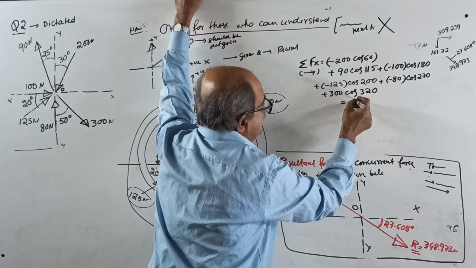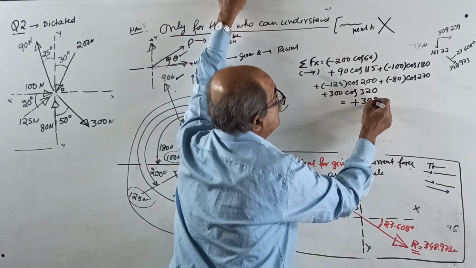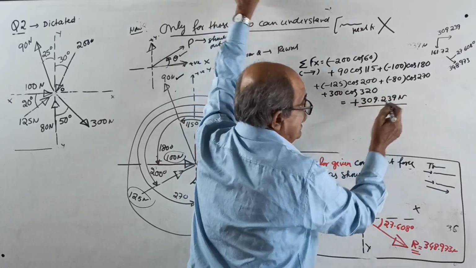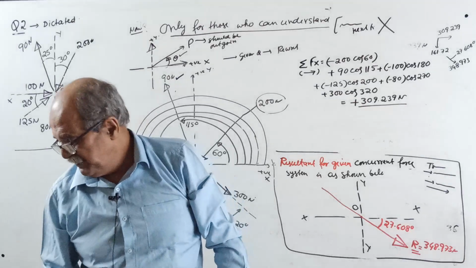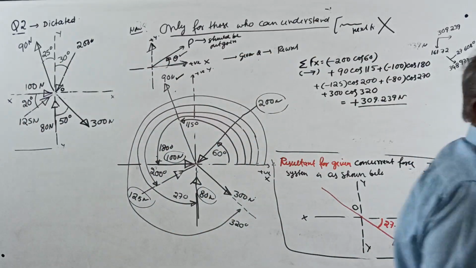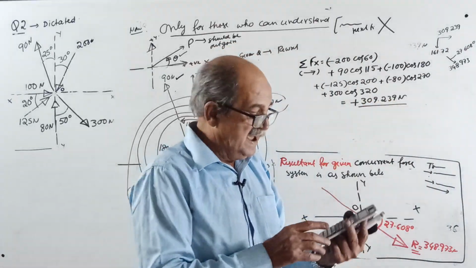Calculate. My guarantee, it will come plus 309.239 Newton. I will better check it once. Only today; next time I won't do all these things. I know it will come. Last time the same thing happened, somewhere I made a mistake. I will be careful this time. Okay.